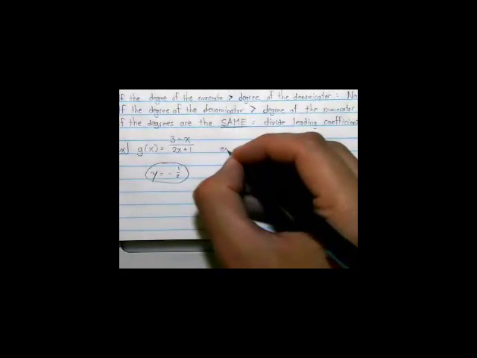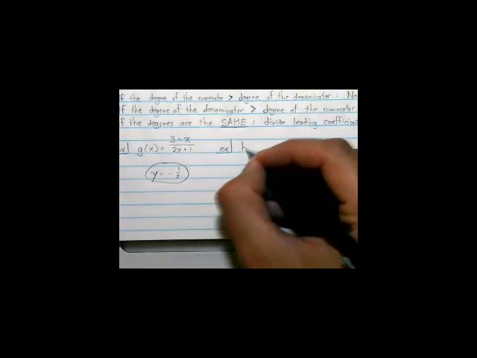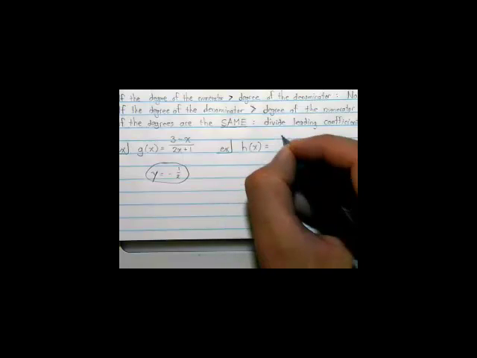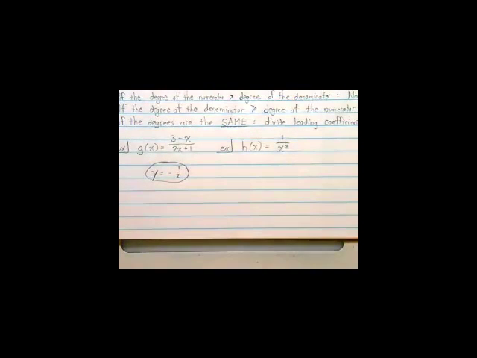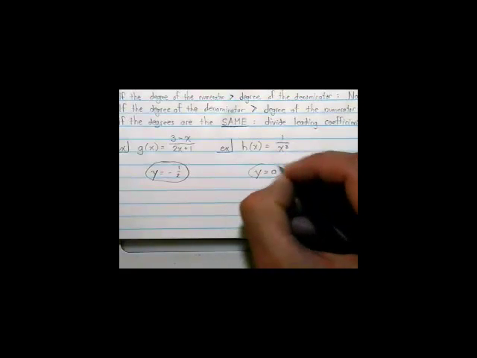Okay. How about 1 over x to the third? Does it have a horizontal asymptote? And if so, where is it? Yeah. 0. Good. How do you know that's 0? Because the degree on the bottom is greater. Right. So y equals 0. Good.